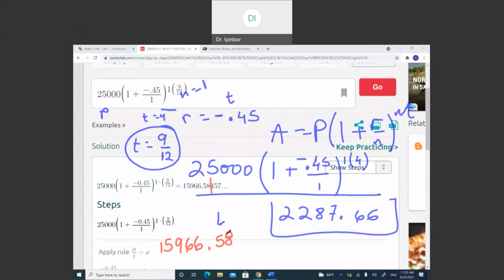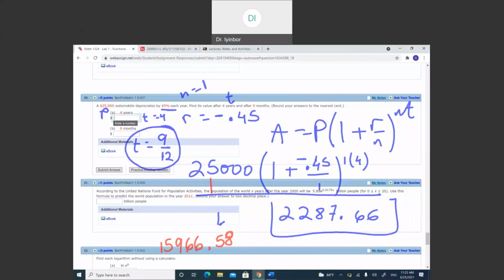The first one is 2,287.66, and then the other one is 15,966.58. See, the price is going down. So when the rate is negative, the price is going down. Make sure you're careful, just put all the numbers the way they are, okay? And let's submit that.